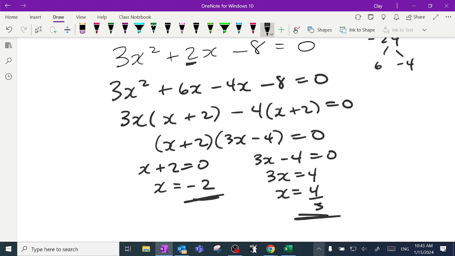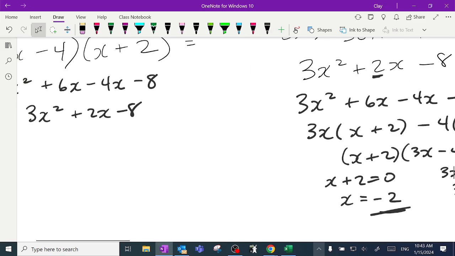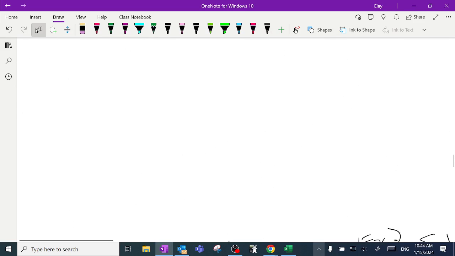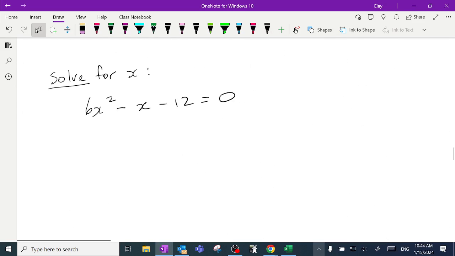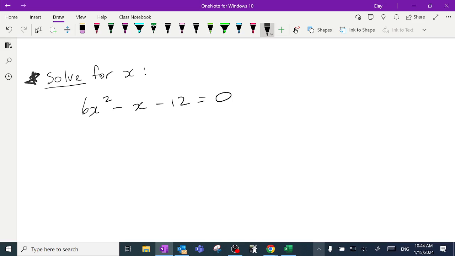I'm going to leave you with this last example. If you now try the last example I just did with that method, we'll pick it up right there tomorrow, see if you can solve that. All right? And that's where we'll leave it for today.